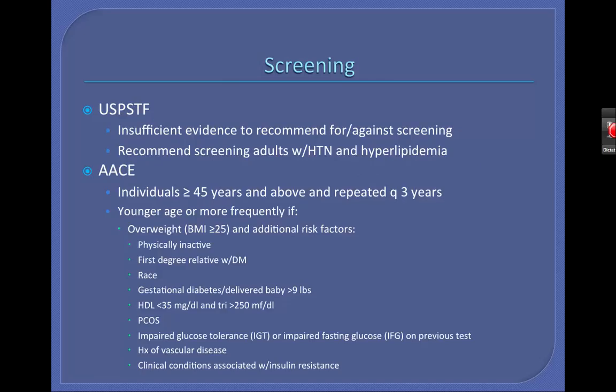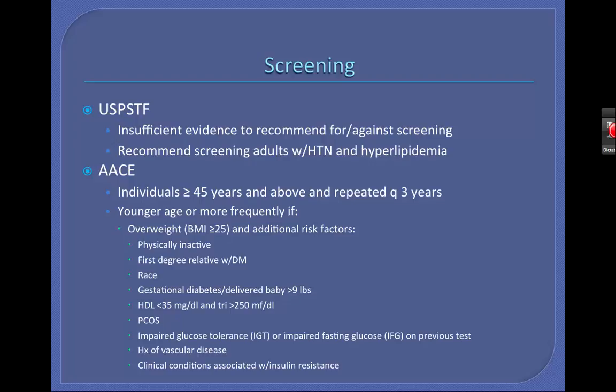Screening. The United States Preventive Services Task Force, USPSTF, states that there is insufficient evidence to recommend for or against screening. They recommend screening adults with hypertension and hyperlipidemia. But, you know, use your gestalt: if you have an overweight person or a family history, you could put that in your history to warrant the blood sugar or the screening.